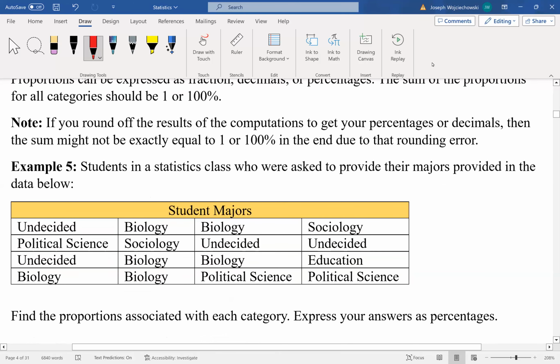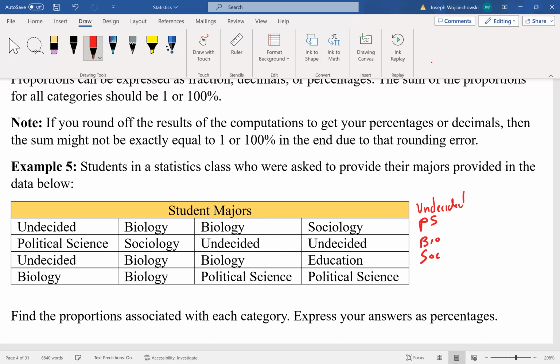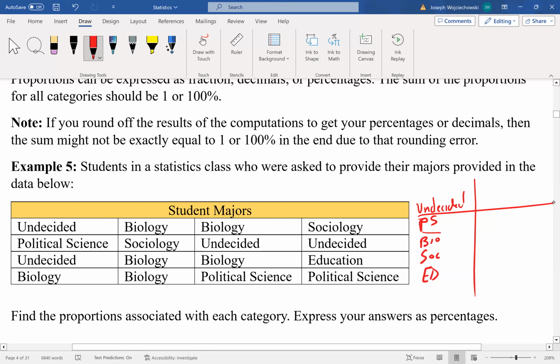So we go back to our students and their majors. So let's see, we had undecided, political science, biology, sociology, and education. Is that all of them? I think so.